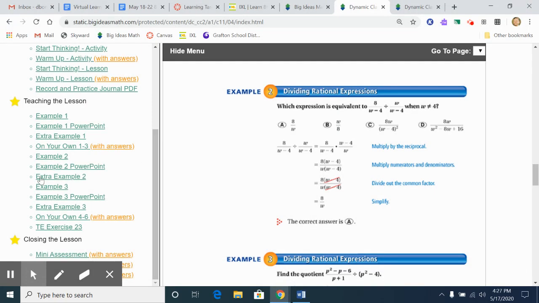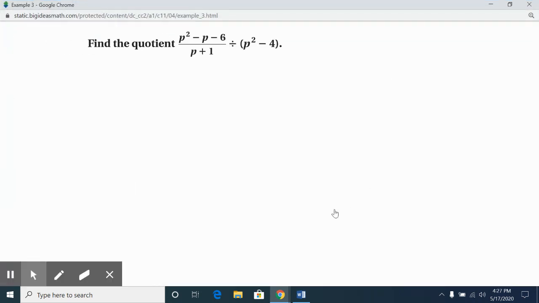Let's look at one more complicated one. When we're dividing with any fractions at all, see how this is just like one term or one expression? We need to make that into a fraction. So I'm just going to put p squared minus 4 over 1. I'm going to show you what I do first, and then we'll talk about what the book does.